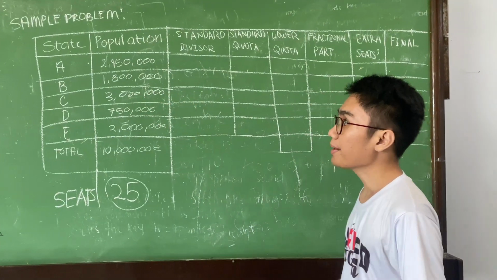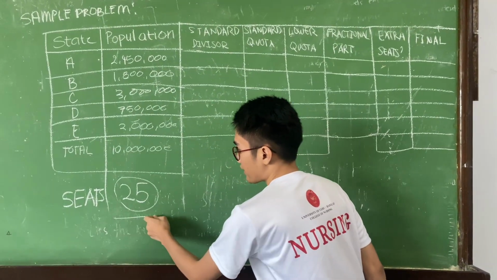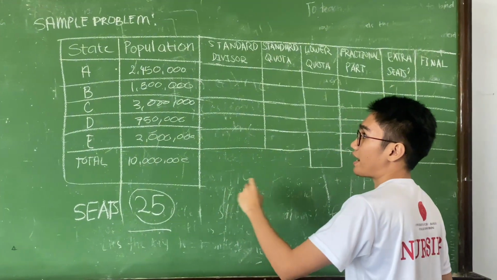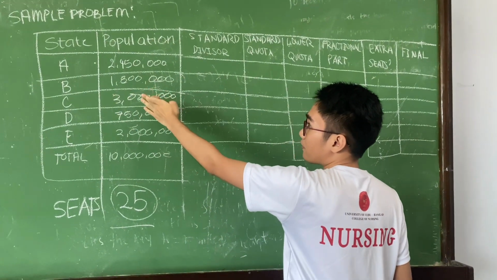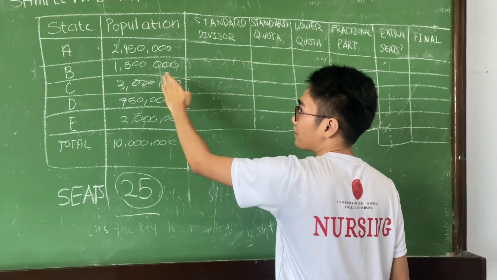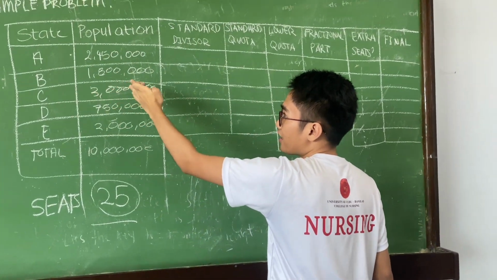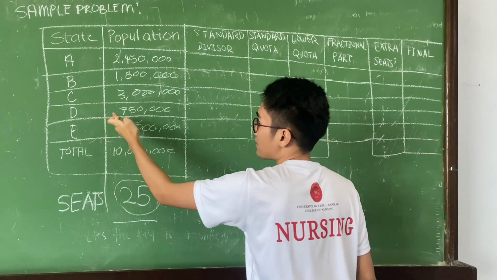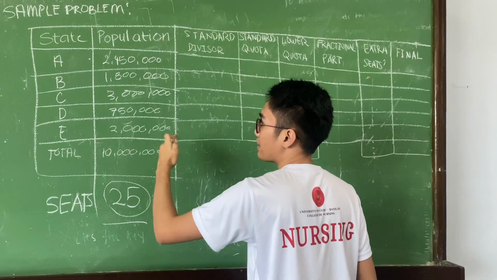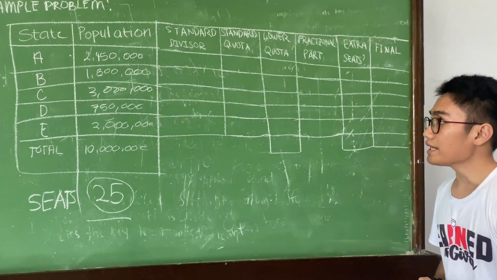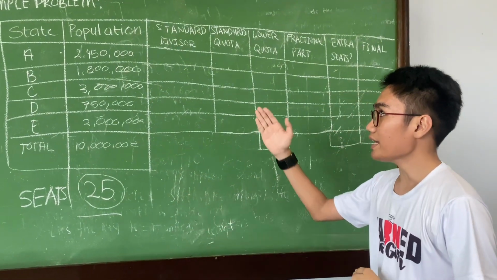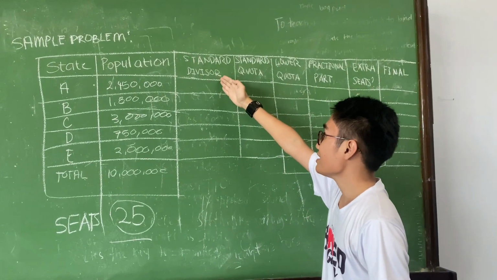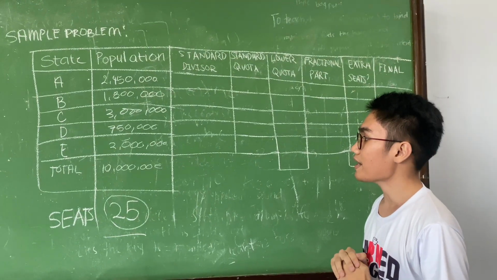To answer this sample problem, we have 25 seats to distribute among the states. The state populations are 2,450,000 in state A, 1,800,000 in state B, 3 million in state C, 750,000 in state D, and 2 million in state E. The first step in distributing the seats fairly is step 1: we need to find the standard divisor. So how do we find the standard divisor?